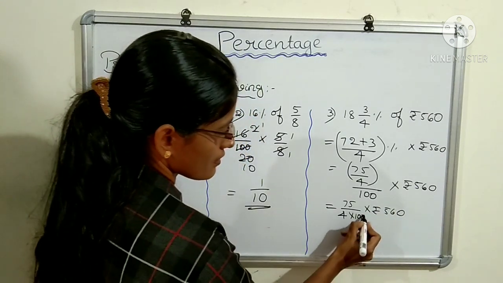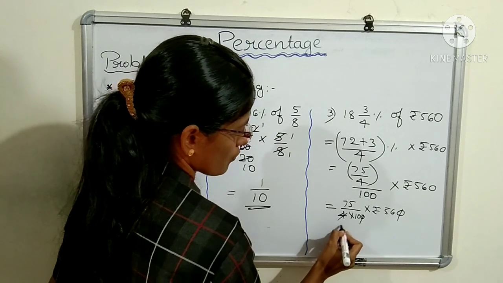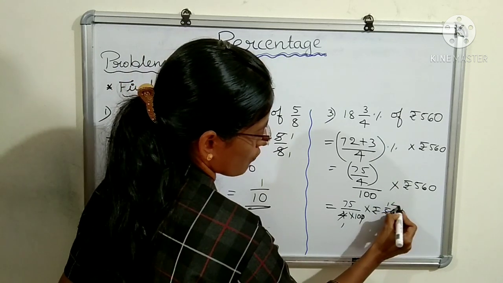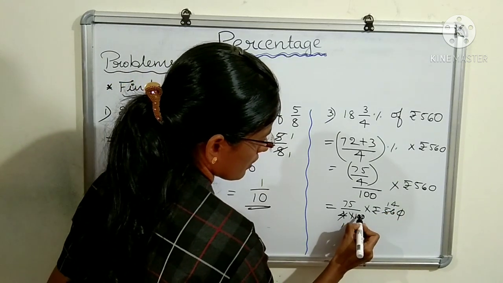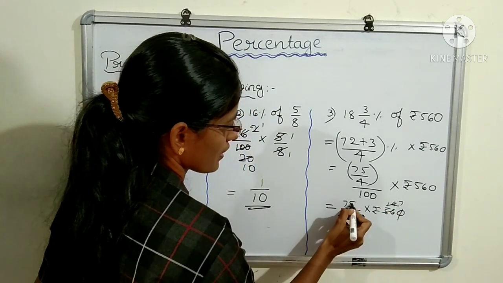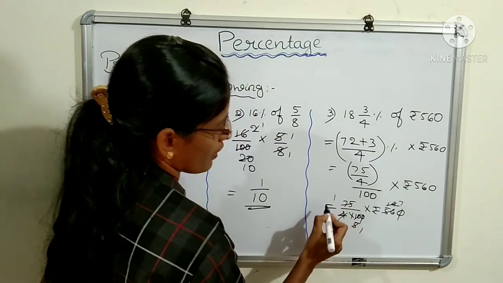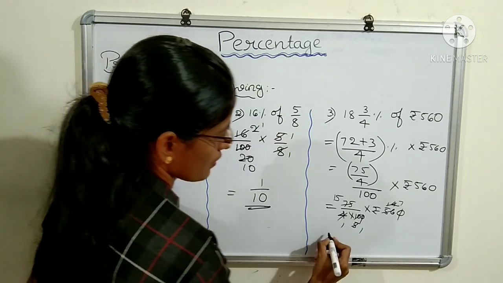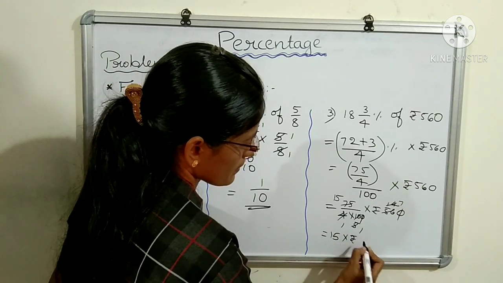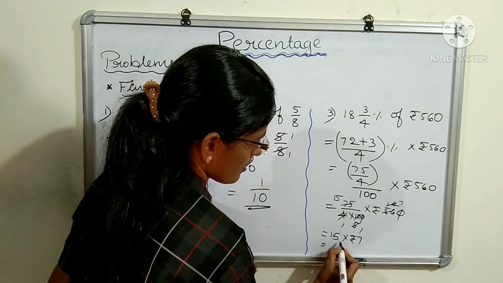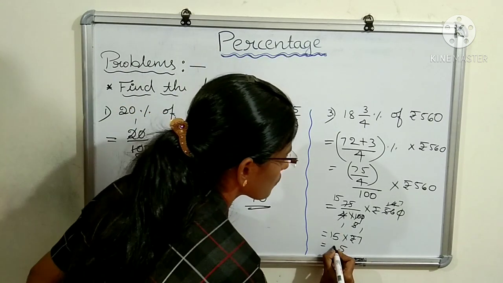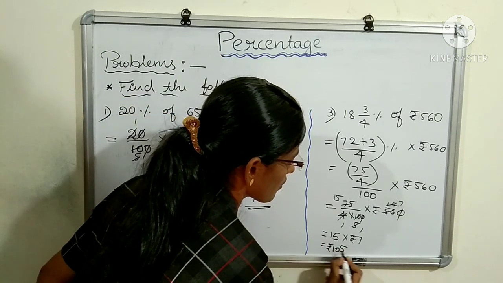Here simplify, students. 0 0 cancelled. 4 ones are 4, here 4 ones are 4. 4 fours are 16. 2 fives are, 2 sevens are, 5 ones are 5, here 5 ones are 5, 35, 5 fives are. So 15 into, don't forget to write rupees symbol, rupees 7. Multiply here. 5 sevens are 35. 7 ones are 7 plus 3, 10. 105. Rupees 105 is the answer.